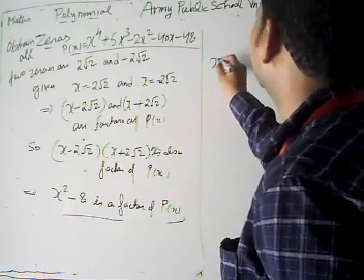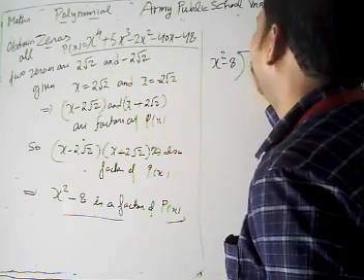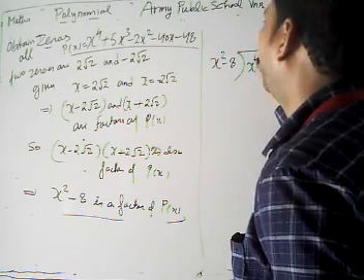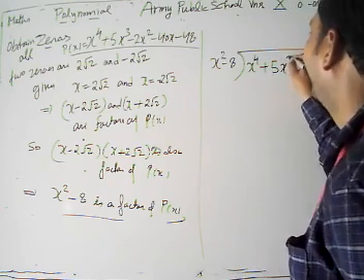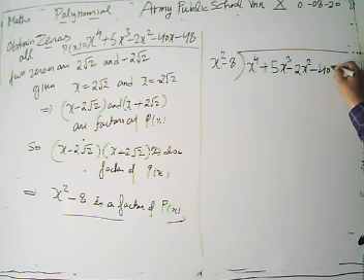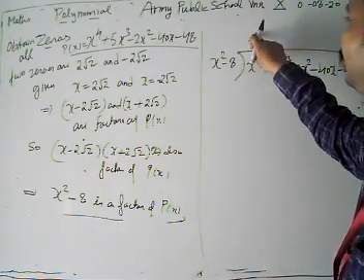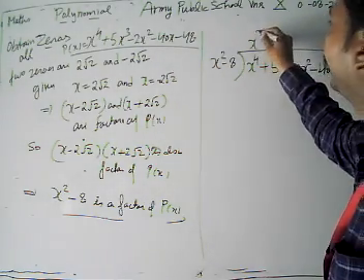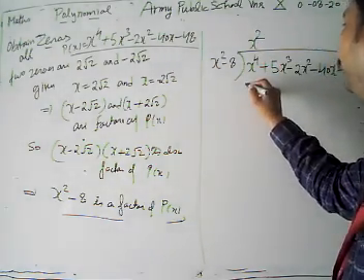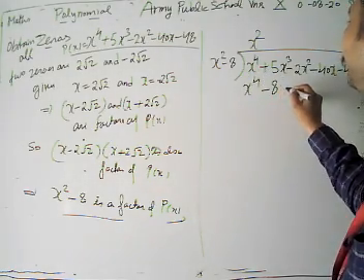Then take x square minus 8, and what is our dividend? Our polynomial is x to power 4 plus 5x cube minus 2x square minus 40x minus 48. Now look, we take x square, then what do we have? We have x to power 4 minus 8.